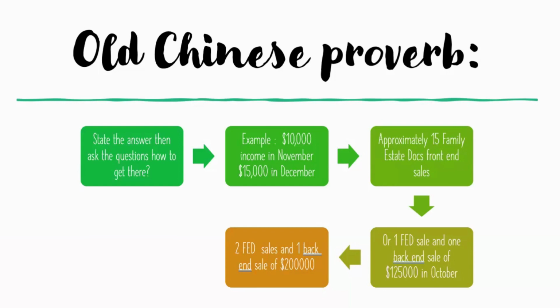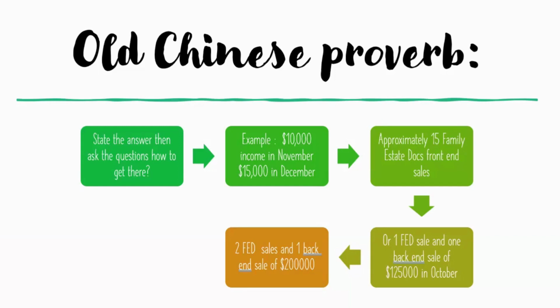That number's off in that olive green. I must have been asleep. One federal state doc sale and one back-end sale should have you at an annual income of $125,000 in October. October's gone. That's annual. That's not monthly.